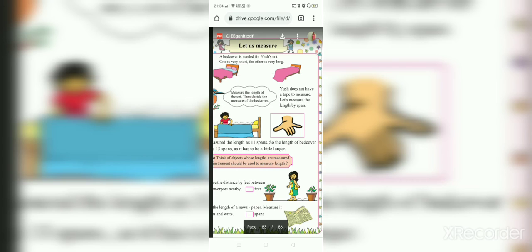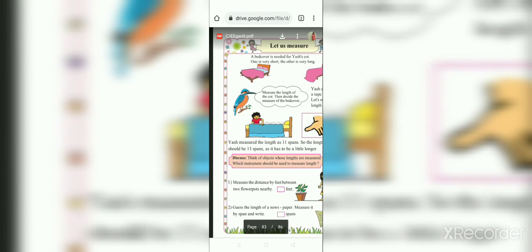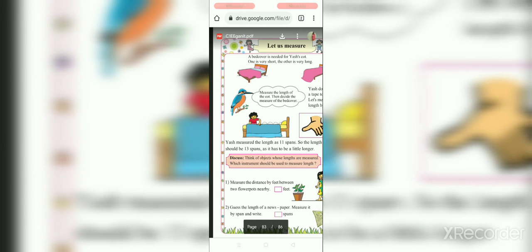So the length of the bed cover should be 13 span, as it is to be a little longer. Means normally he measured with his finger, it is 11 span. 11 span means 11 fingers like this. See how it is shown here, like that, with 11 span he did. Usually it should be a bit longer for it.